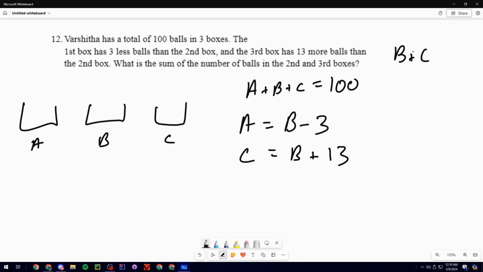The first thing I notice, probably the biggest thing in this problem, is that we already have 2 equations in terms of B. So this is cool because we can plug it into this equation and have the whole thing just unravel, because we can solve for B, and then solving for B can get us C.